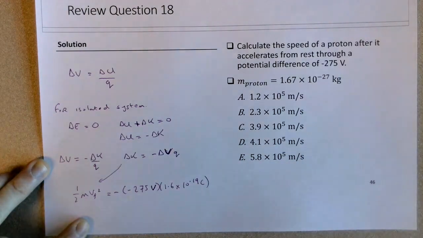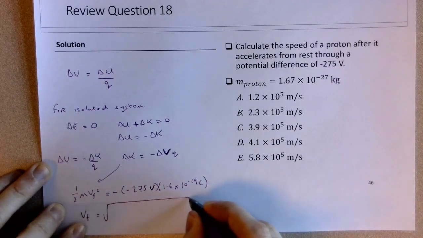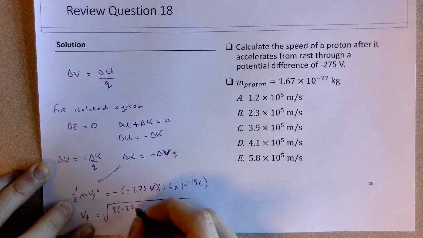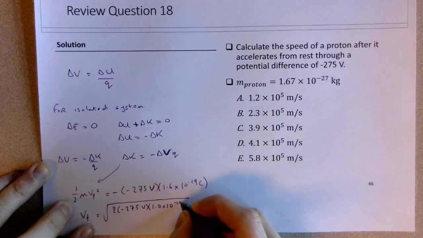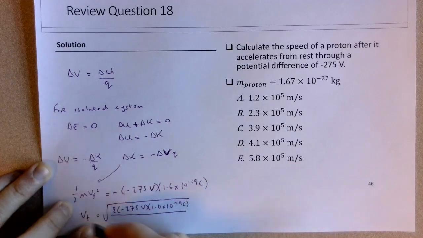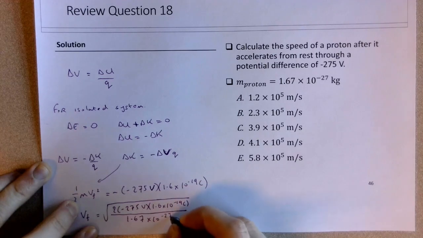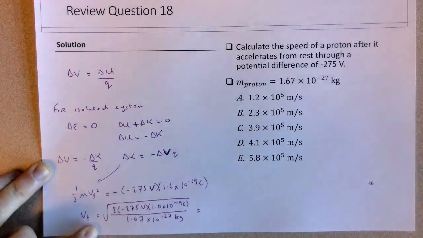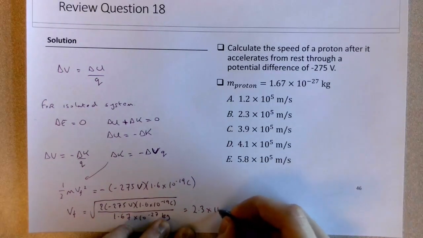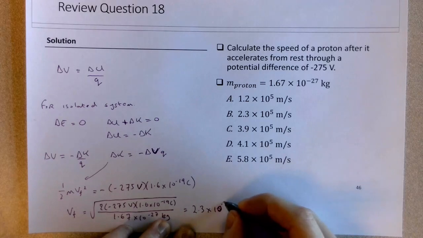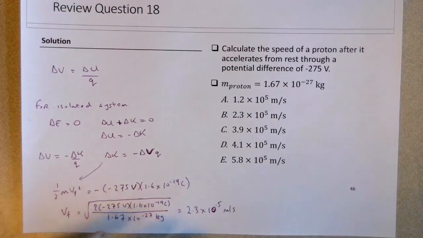If I rearrange for V, Vf would be the square root of 2 times 275 volts times the charge of a proton, all divided by the mass of the proton, which is given in the question, 10 to the minus 27 kgs. That should give you a speed of 2.3 times 10 to the 5 meters per second. So choice B.